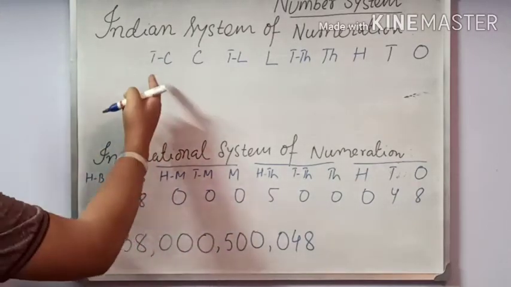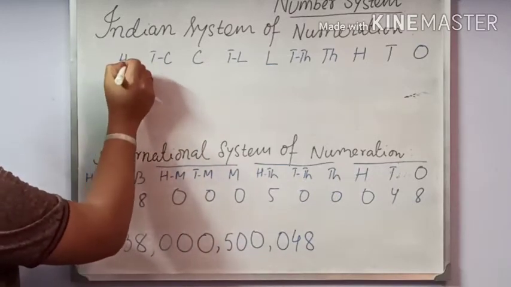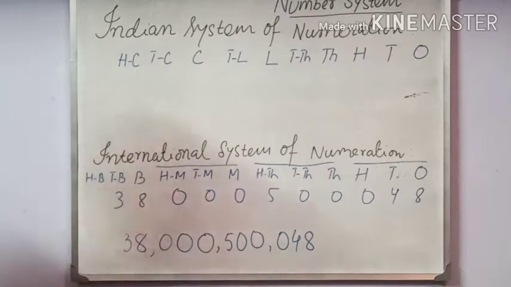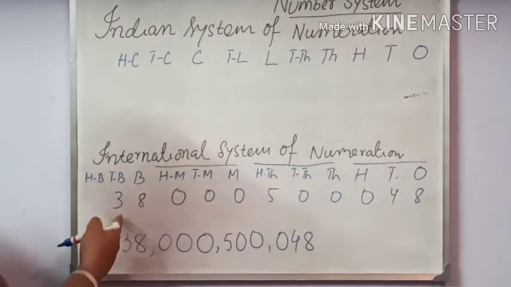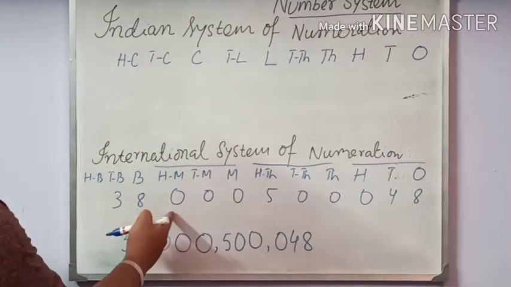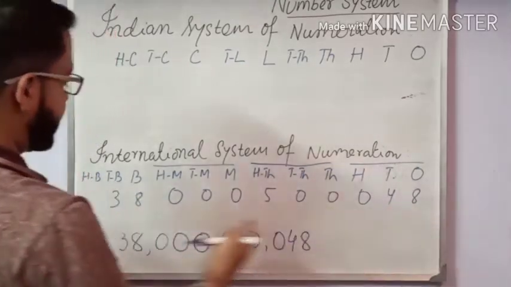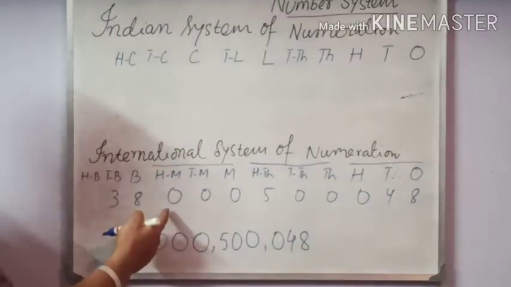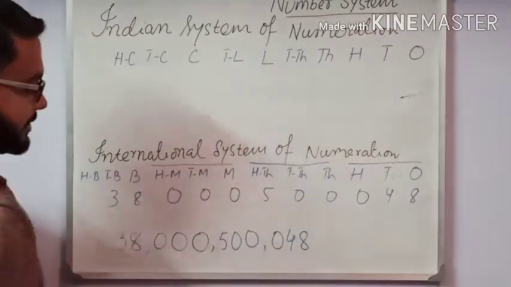Then you write 10 crore, it's as 100 crore. So in Indian system of numeration we call it as 380 crore 5 lakh 48, 380 crore 5 lakh and 48.